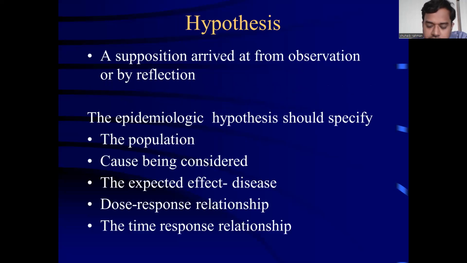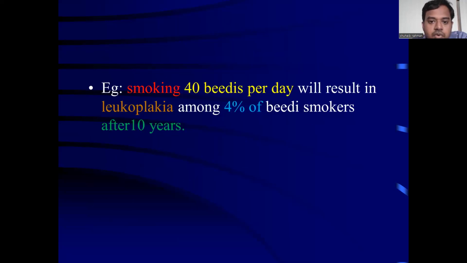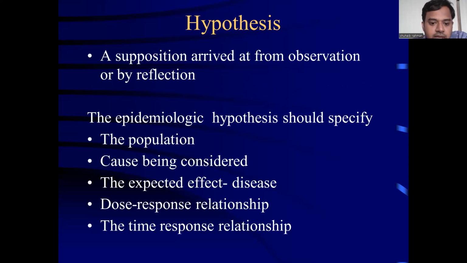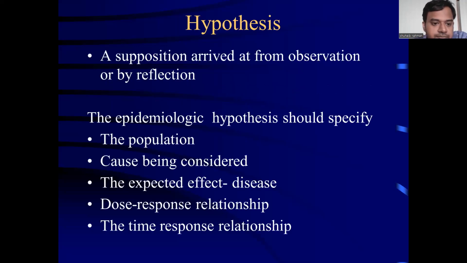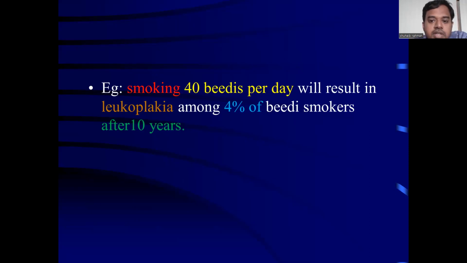Then the cause being considered is 40 BDs or 40 to 50 BDs, whatever it is, consumed per day. It is the cause. And the expected effect or disease is going to be leukoplakia, that is mentioned. And the dose response relationship that we have mentioned, that's 40 BDs per day, and getting a response of 4% of the population getting a particular disease. Here it's leukoplakia.